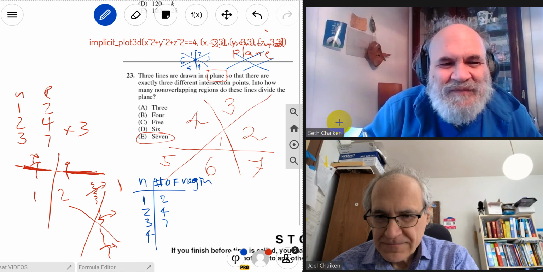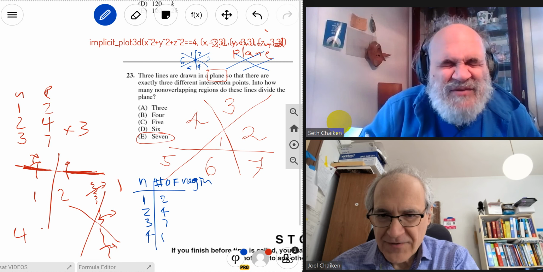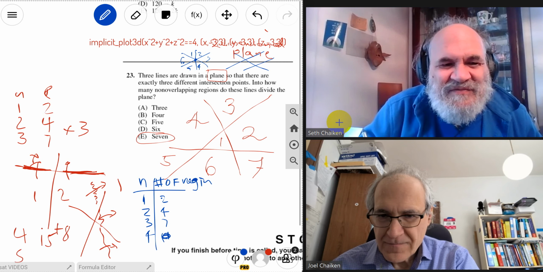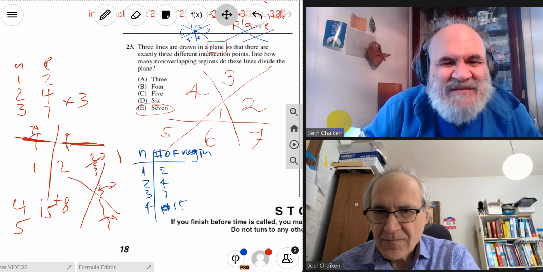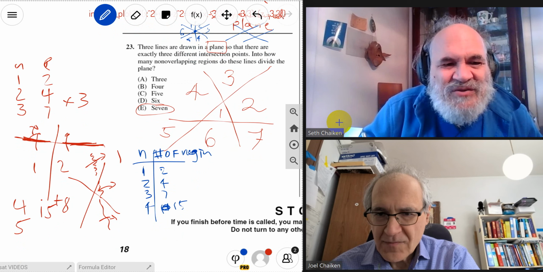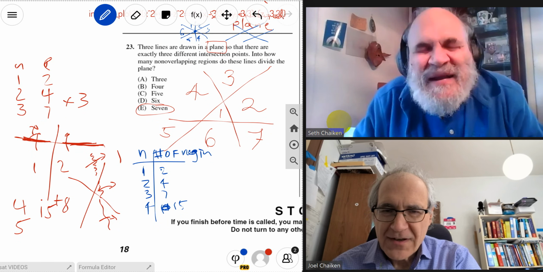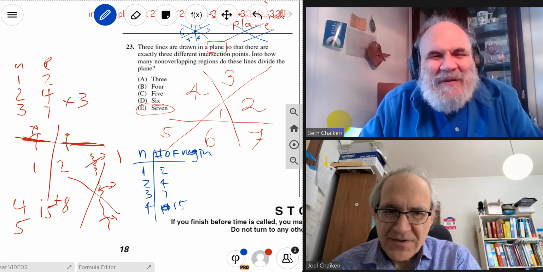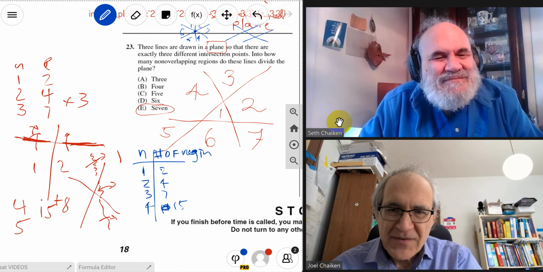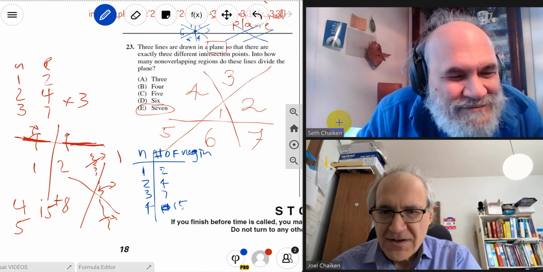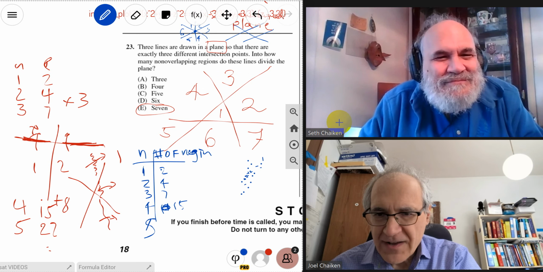When n is 4, we have the old 7. Get 11. We add 8, get 15. Oh, really? When n is 5, you add how many? You add 5 and you get how many? 22, etc. Oh, so you're seeing a pattern. So then let's just do 5. So 5 is how many? 22. See, everyone, you see the pattern?